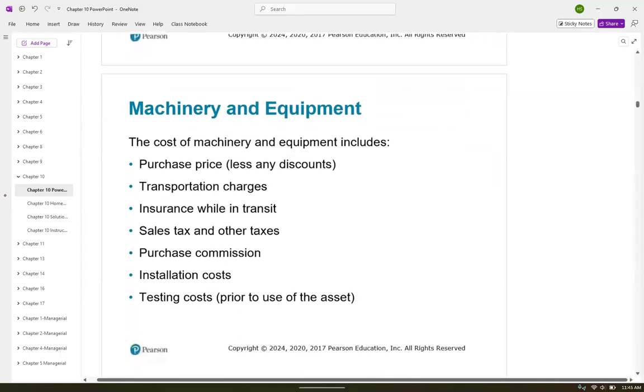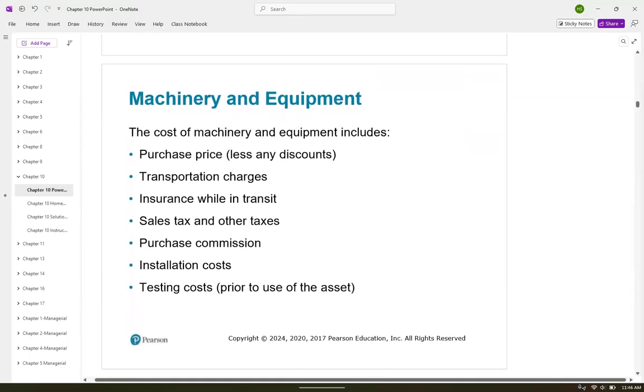Then we have machinery and equipment. A lot of these sound great, right? Transportation, insurance while in transit, sales tax, purchase commission, installation cost. Then the one that stands out that might not be so self-explanatory is testing costs.